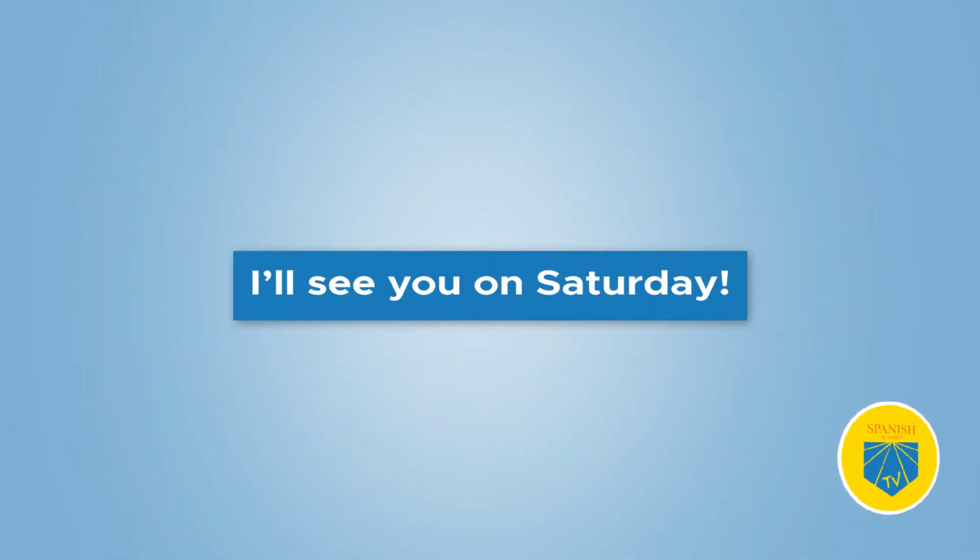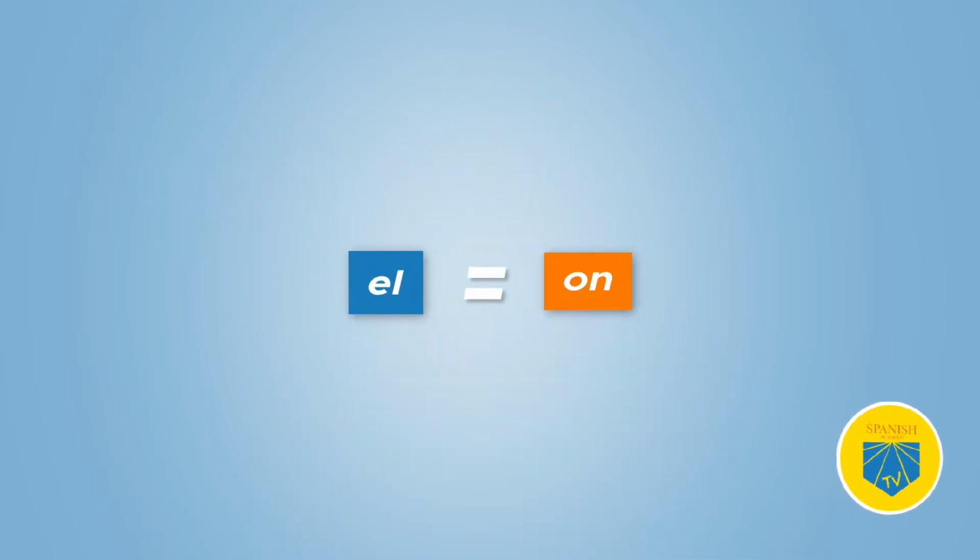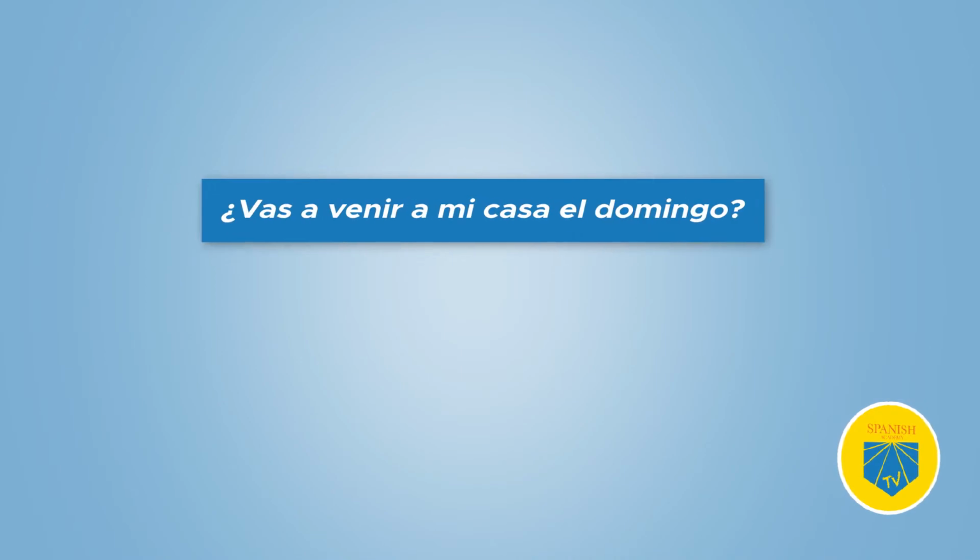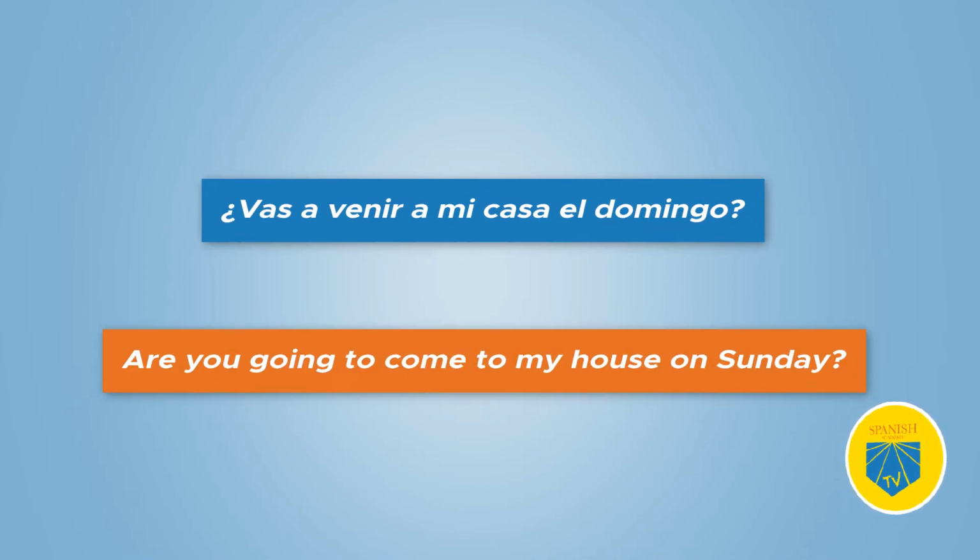Let's do it! In English, we say things like, I'll see you on Saturday. But how would you say that in Spanish? The secret is the definite article. The article el functions the same way as the word on when it's used in a sentence. For example, ¿Vas a venir a mi casa el domingo? Means, are you going to come to my house on Sunday?